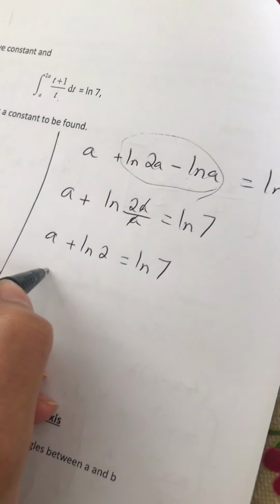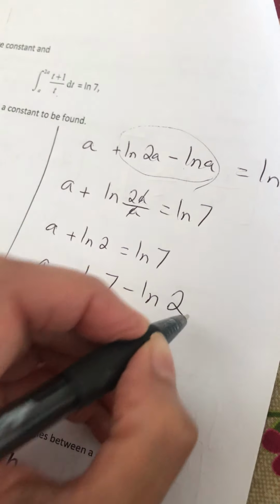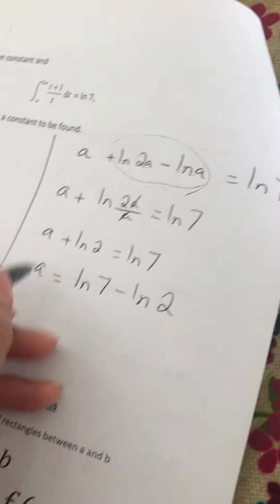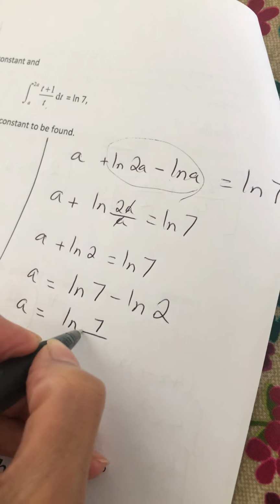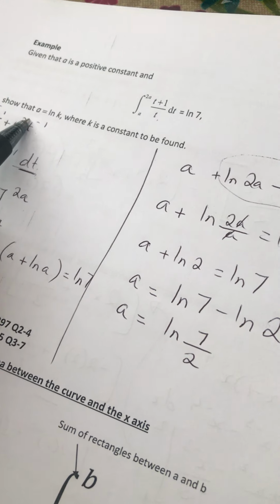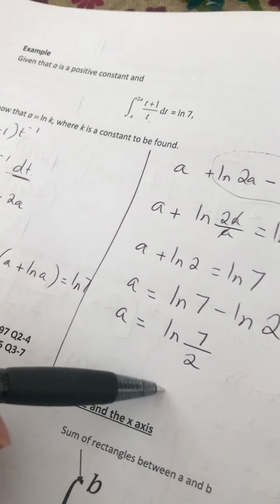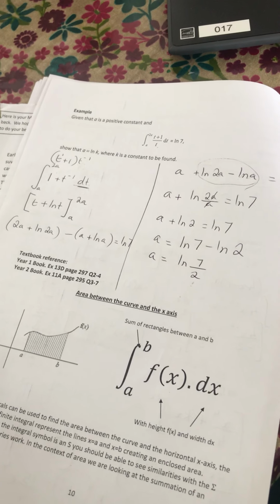And then I need to get a on its own. So I'm going to say log 7 minus log 2. And I'm going to rewrite that as one log. Again, subtracting two logs, one subtracted from the other, you can combine it by doing a division. Show that a equals ln k. My k is a constant to be found. K is 7 over 2. Done. Okay, there you go.